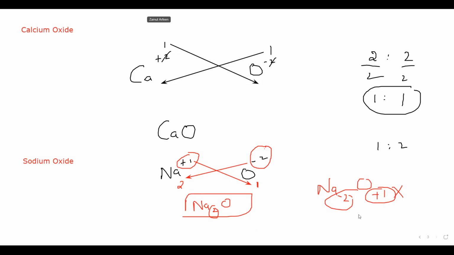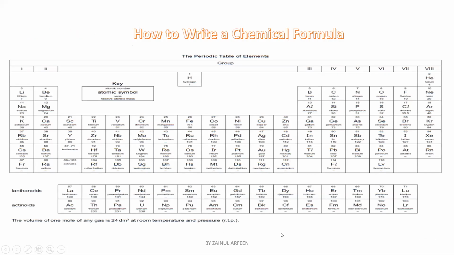Another example, if I say I want to write a chemical formula for aluminum chloride. So we have to work out aluminum and chlorine from a periodic table. Again, we use a periodic table. So we have aluminum here in group 3 and we have chlorine in group 7.